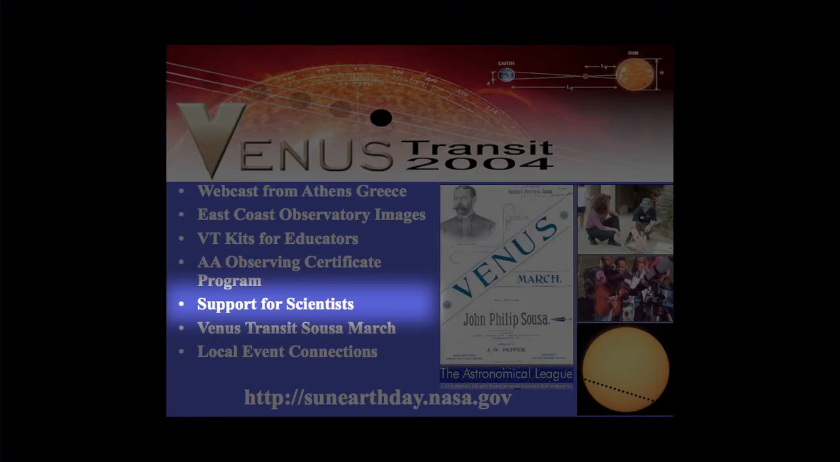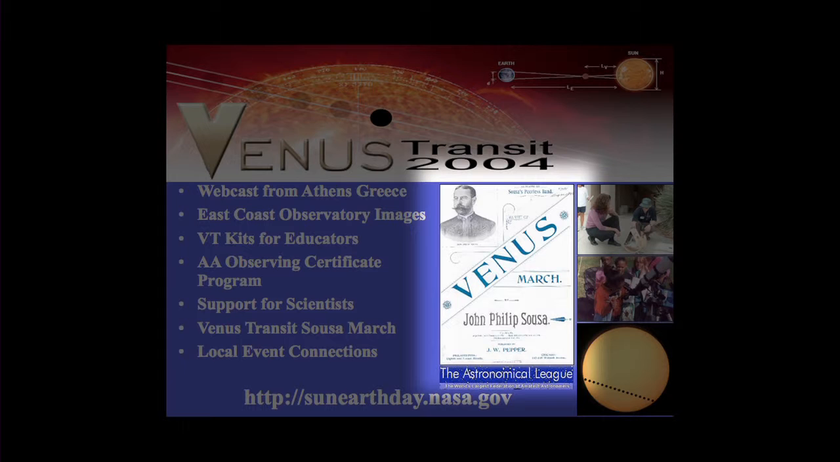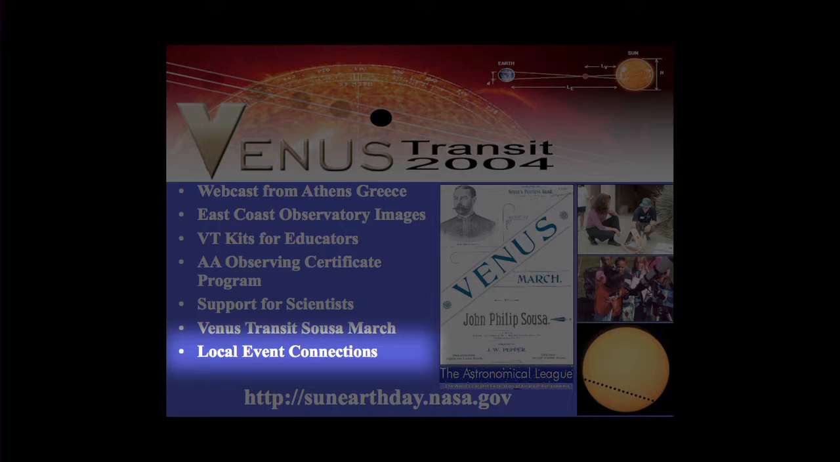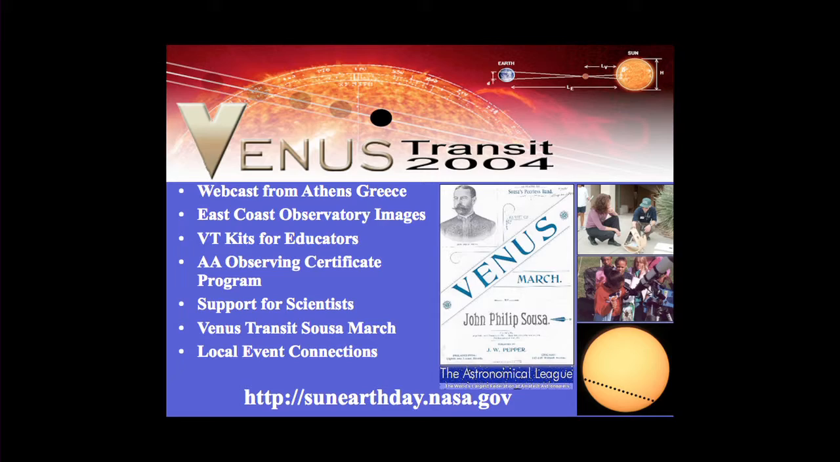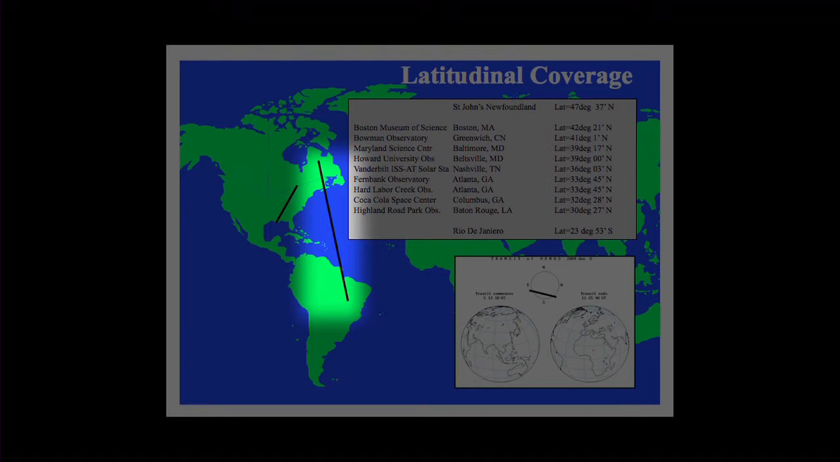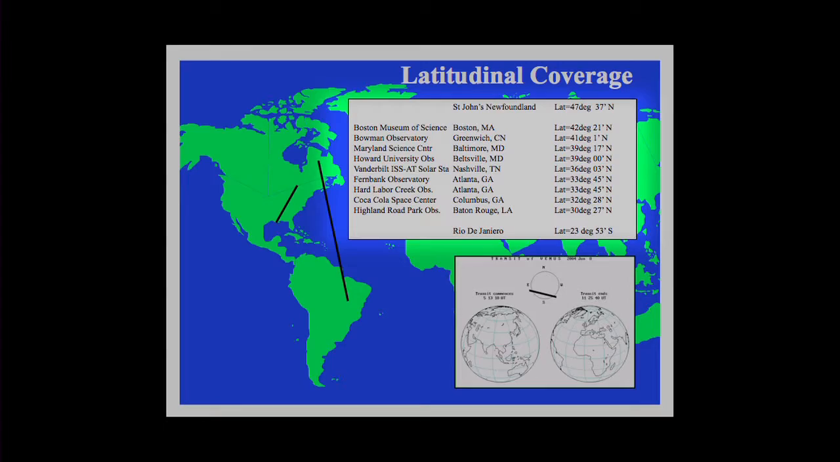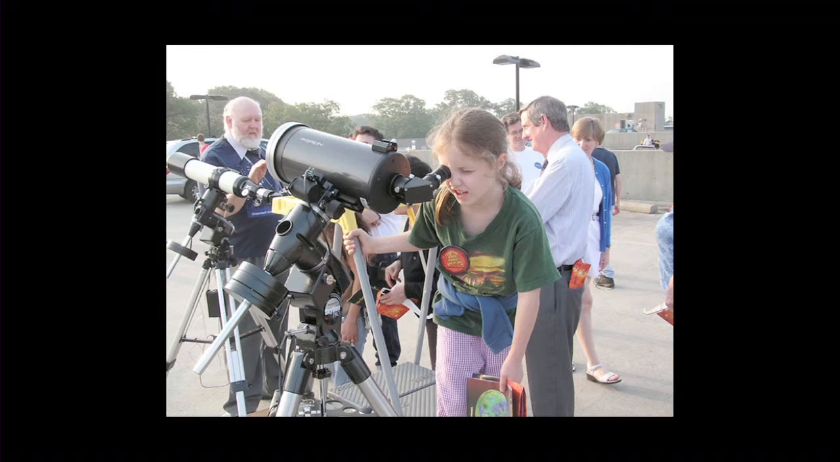We provide a lot of support for scientists. We give them information, packets of information and presentations that they can take into schools and public venues. We unearthed the John Philip Sousa Venus Transit March, and we're going to do the same thing for 2012 and have high schools and middle schools play that march. And we had just a huge number of local event connections where there were Venus transit parties, star parties, and so on. Here's the extent of our baseline in 2004 for the observations and some of the observatories that partnered with us. Here we're on the top of a parking garage getting people to look at the transit.